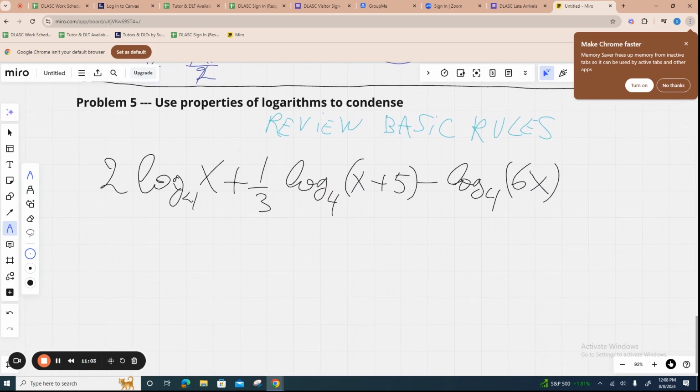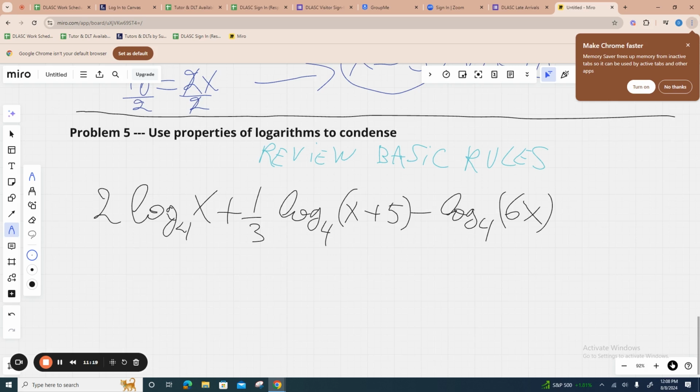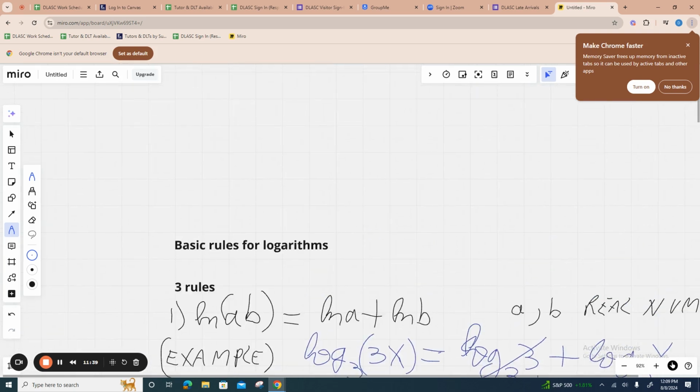Now moving on, let's do problem number 5, which is use properties of logarithms to condense. I want to read this to you. This is 2 log base 4 of x plus 1/3 log base 4 of x plus 5 minus log base 4 of 6x. So we got plus and minus and some expressions, but they're all log base 4, so we can do something with them, right? But my little note in light blue says review basic rules.